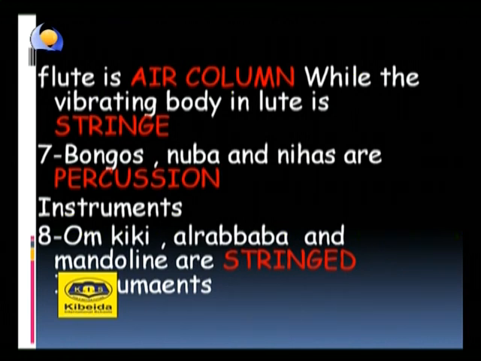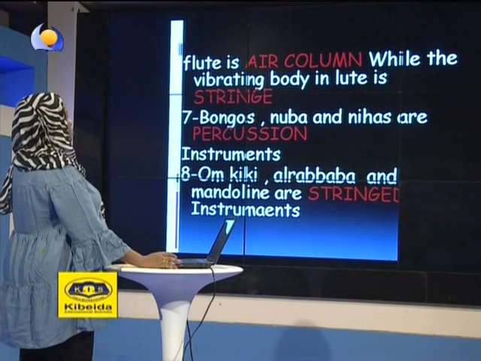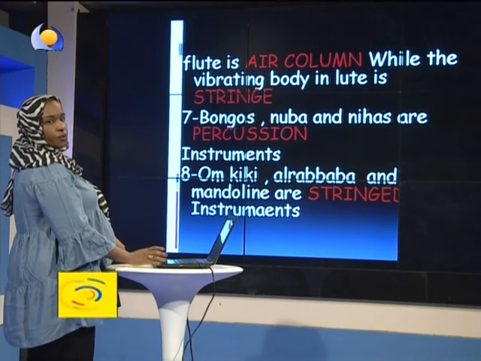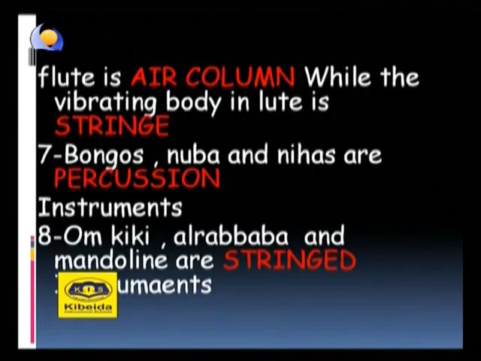Look at number seven. Bongos, noba, and nihaz are percussion instruments. Bongos is one of the traditional instruments. Noba and nihaz are also traditional instruments. Also, you can find the luka, which is one of the traditional instruments. So you have to memorize the traditional instruments besides the modern instruments. We know the drum, one of the modern instruments, but you have to memorize the traditional, or Sudanese, instruments.